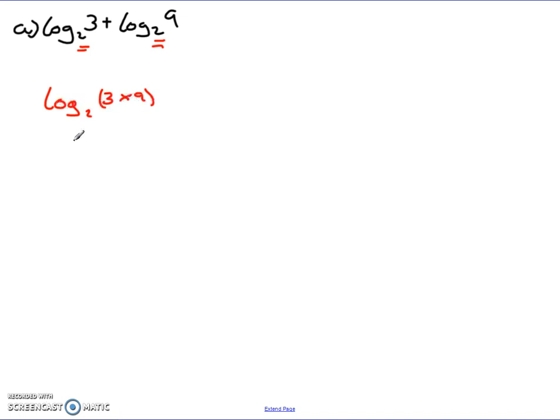So it's log to the base 2 of 3 times 9, which in this case is log to the base 2 of 27. Now if I could simplify this using any other rules of logarithms, I could. I can't, so I can just leave my answer like that in this case.